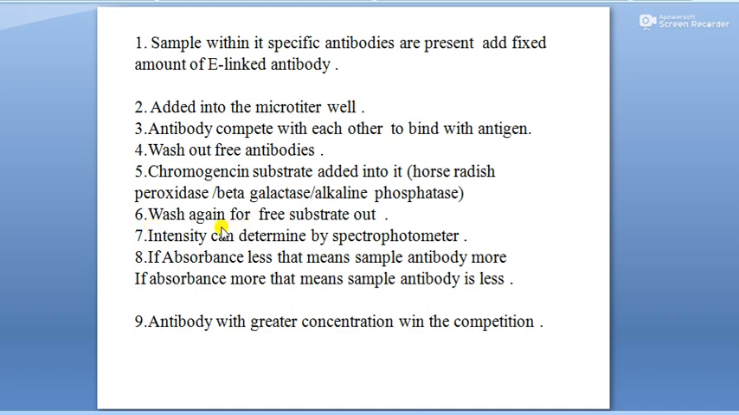So the next step is washing again to remove free substrate. Those substances which are free after binding with the specific types of antigens, we need to wash them. That's why the washing process is needed here. So the next step is number 7. Intensity can be determined by a spectrophotometer. After binding with the enzyme, those substrates give a color product. Those absorbances are checked by the spectrophotometer machines, right.